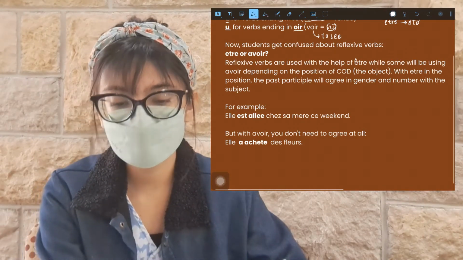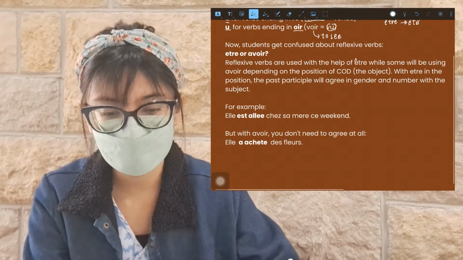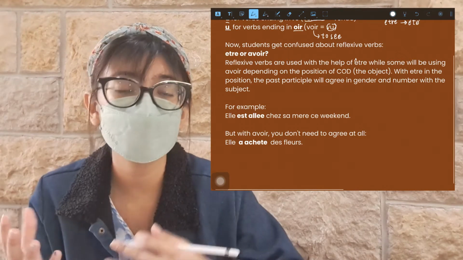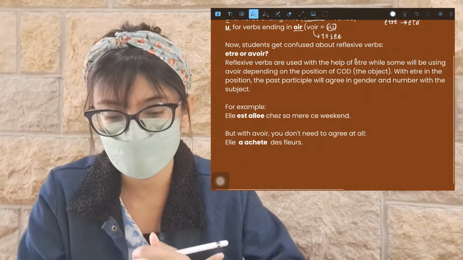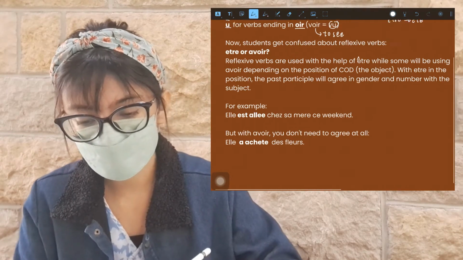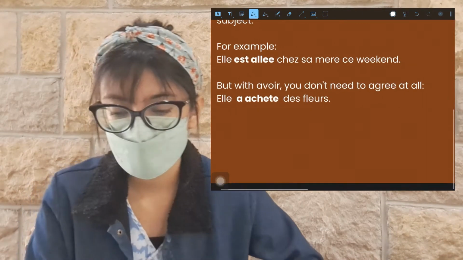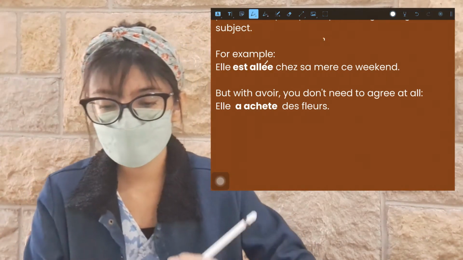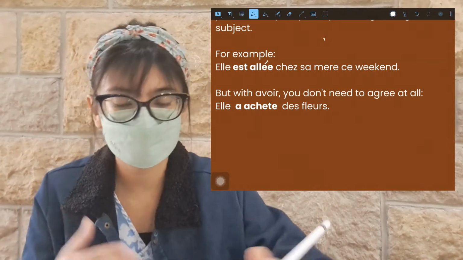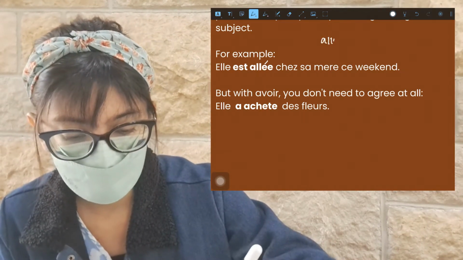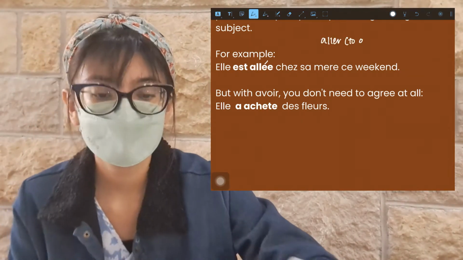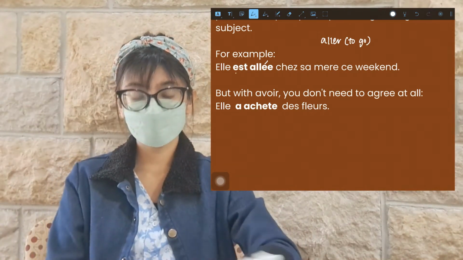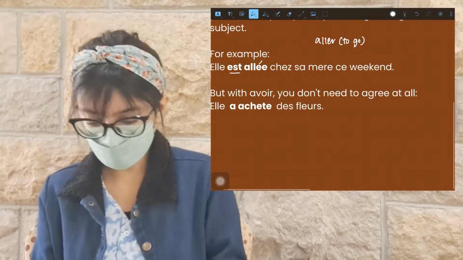Okay, so reflexive verbs are basically used with the help of être. And some of them, again, as I've mentioned before, will use avoir, depending on the position of the COD. So here, par exemple, you can see, elle est allée chez sa mère ce week-end. So here you can see, this is not a reflexive verb, this is just the verb aller, which means to go. Now, why did I make use of the verb être over here?